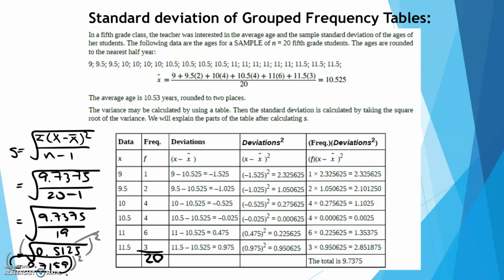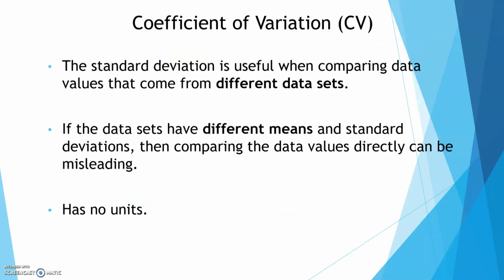0.7159, that is your standard deviation. Okay, your coefficient of variation, or we just call it CV, you would want to use this in 2 different situations. One where you have different data sets, or you have different means. So for the different data sets, you have 2 completely different data sets. One data set you looked at the heights, the other data set you looked at the weights.